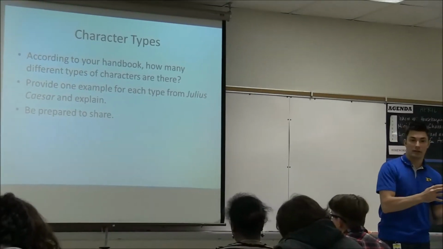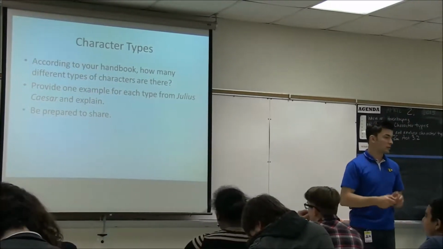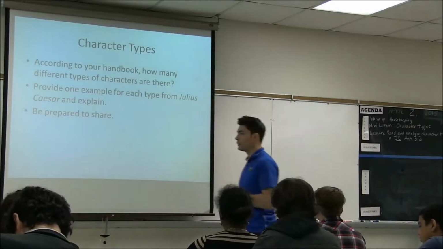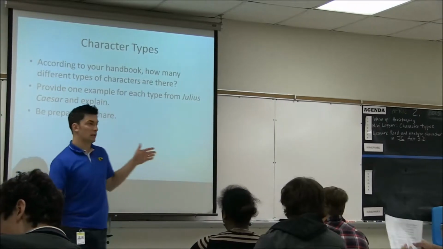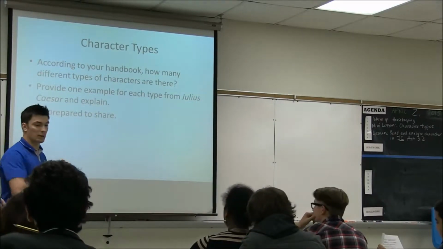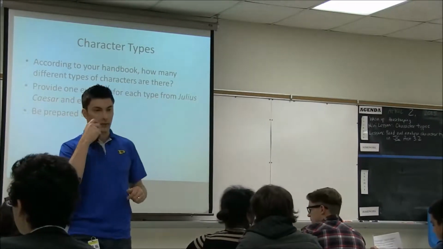So, read the character types, find one from Julius Caesar, converse with your partner. You have 10 minutes to start with. Are there any questions on expectations for the mini lesson here? Okay, all right, you're on the clock. I'll be walking around. Let me know if you need some help.